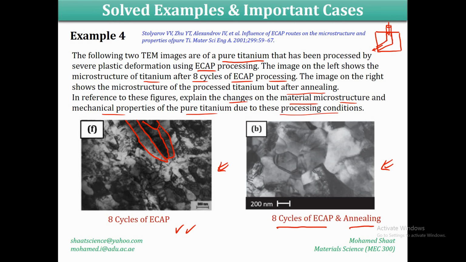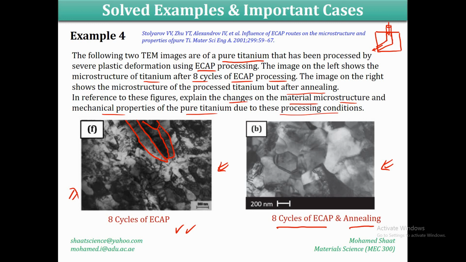For example, let us work first over these 8 cycles of ECAP. The original material microstructure, as I mentioned, should be uniform. The grains should be equiaxed. The dislocation density should be too small. In this pure titanium it is going to be around 10 to the power 3, 10 to the power 4 millimeter to the power -2. And this is what we conventionally observe for this pure titanium.